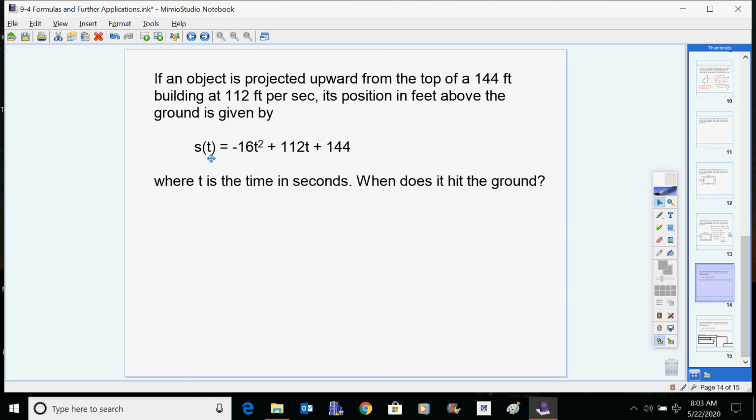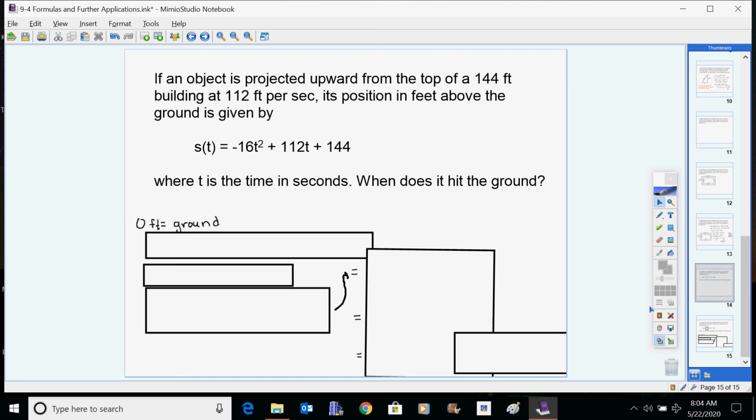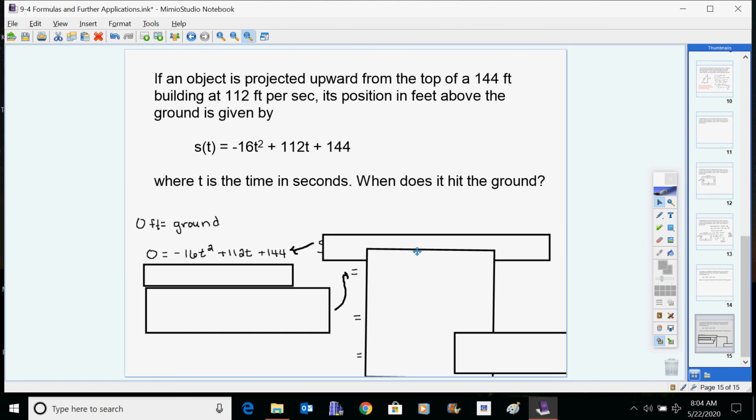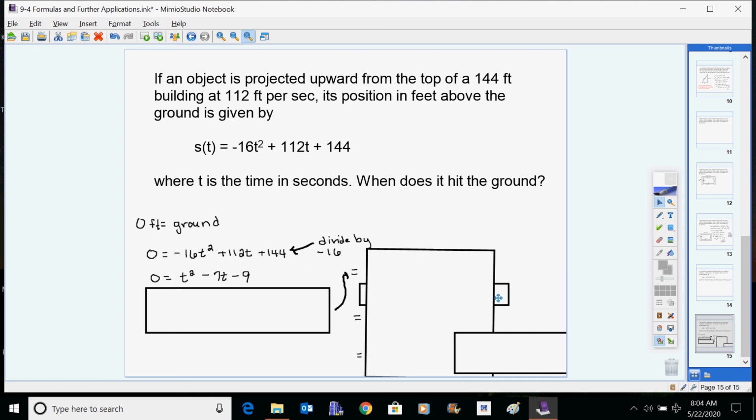So if we think about that, what height is this object when it hits the ground? When we really think about that, that's 0. Okay, 0 feet is the ground. So you can plug a 0 right into this formula. And once I plug a 0 in, if I divide everything by -16, I'm going to have a very nice thing to deal with.